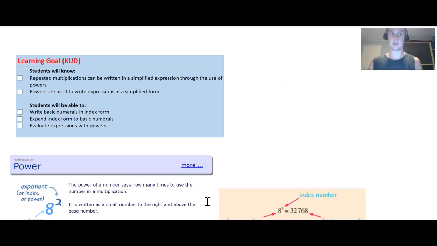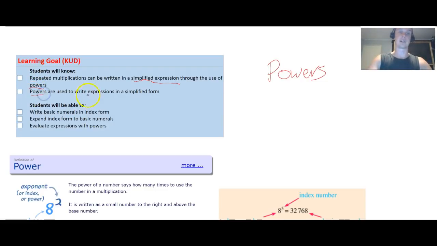This video is all about powers, so learning about powers and what they mean in regards to our mathematical understanding. Our learning goal today is that you need to know that repeated multiplication can be written in a simplified expression through the use of powers. So you know the definition of that by the end.